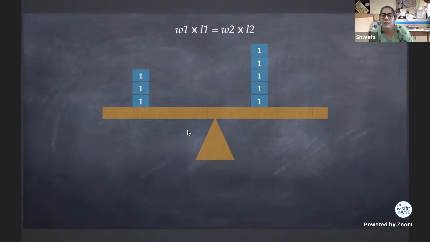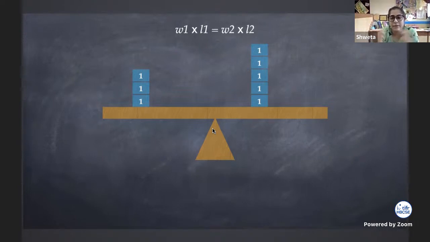So this is how Archimedes thought about it. This is called the law of lever. He understood that balancing is not only about weight, but also the distance from the fulcrum where you are balancing. So it's weight 1 times the length equals weight 2 times the length. This equality is going to be maintained. So the more the weight, the closer the fulcrum will be to that weight.